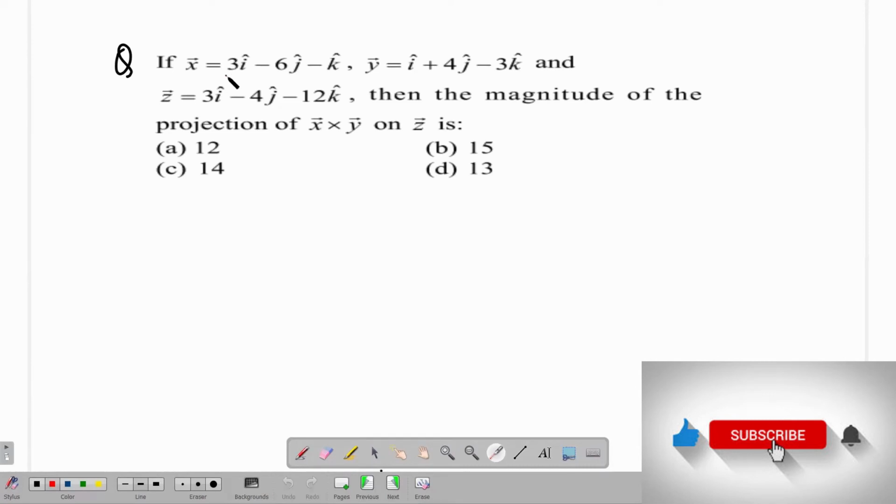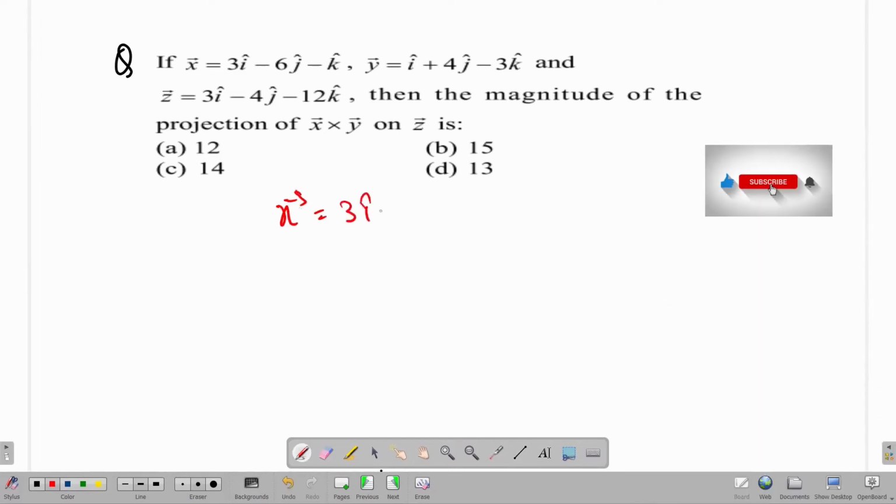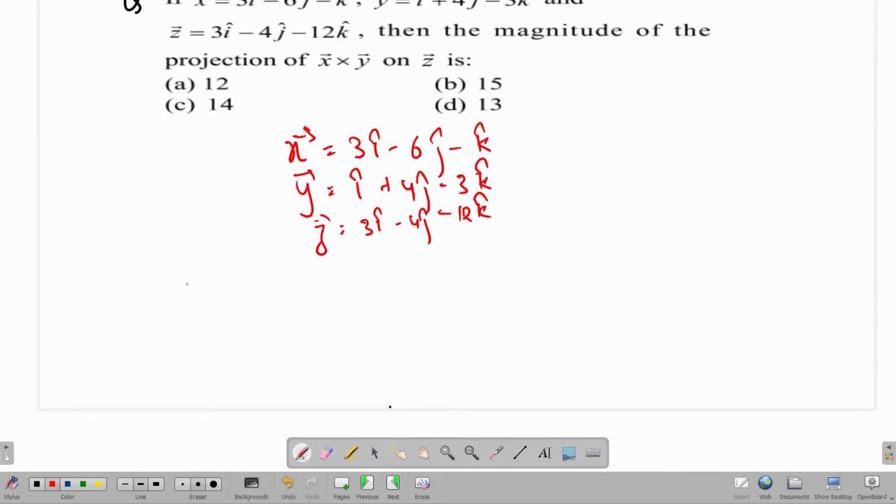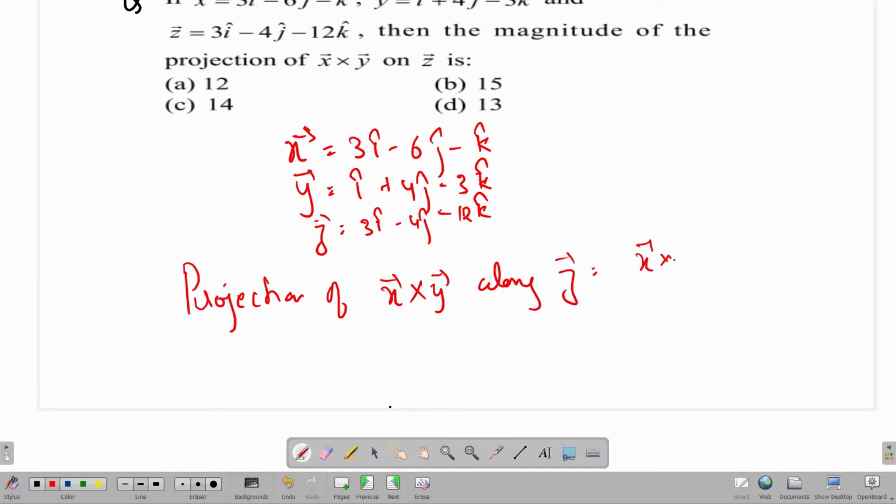Again, a very important question. If X vector is given to us here, just I'm rewriting the given conditions. We should write all the conditions which will make it easy to find the correct answer. So just write all the given conditions. So I have written all the values of three vectors. So X, Y, and Z are given to us. Then we have to find the magnitude of projection of X cross Y on Z. Projection of, that means, as I already told you, projection of X cross Y along Z is X cross Y dot Z upon mod Z. In this question, I have to find its magnitude.